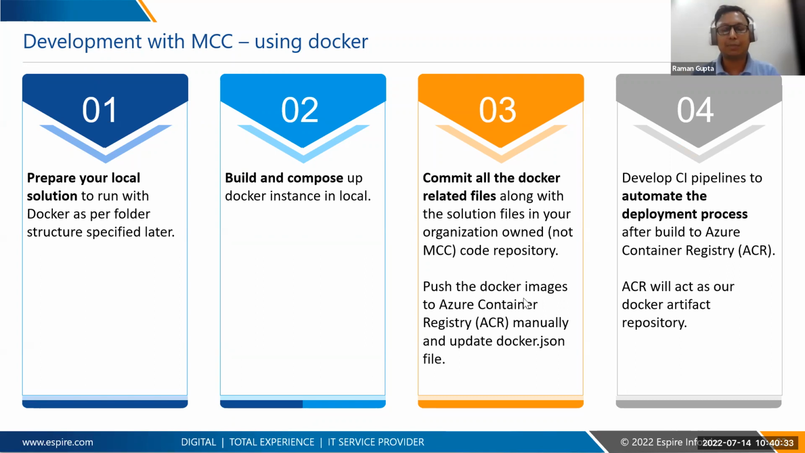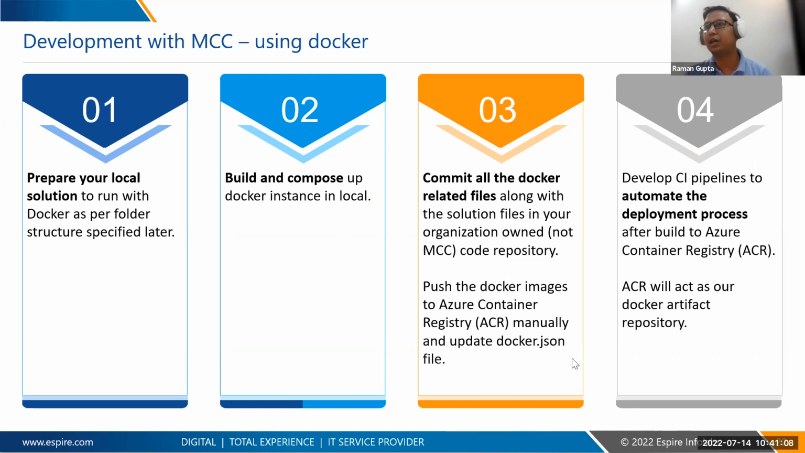Till step 2, it was purely the local development machine of the developer, with no MCC role. In step 3, when we are committing the code, we should do it in our organization-owned repository. But when we are pushing the images, we should do it in the MCC or Sitecore Managed Cloud ACR. Once we push this image, from here onwards Sitecore Managed Cloud will start its work. After this, we can relax and see how it works.